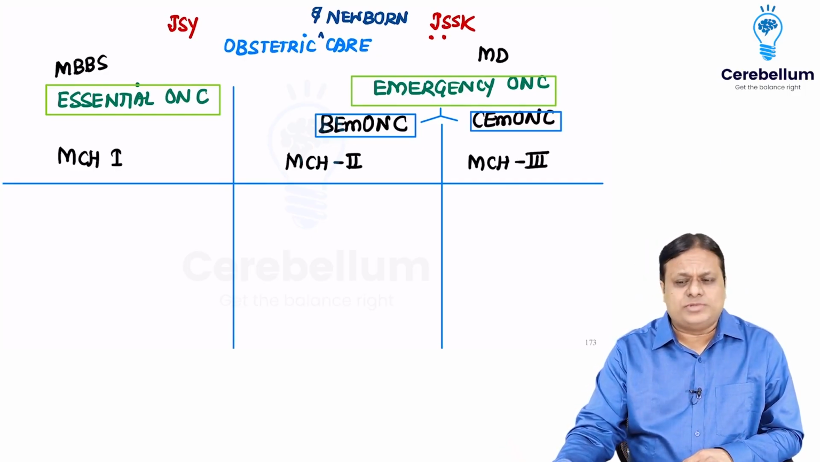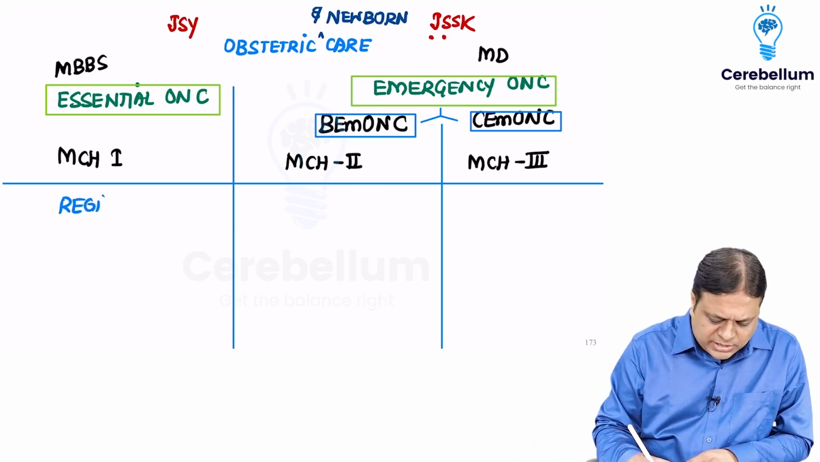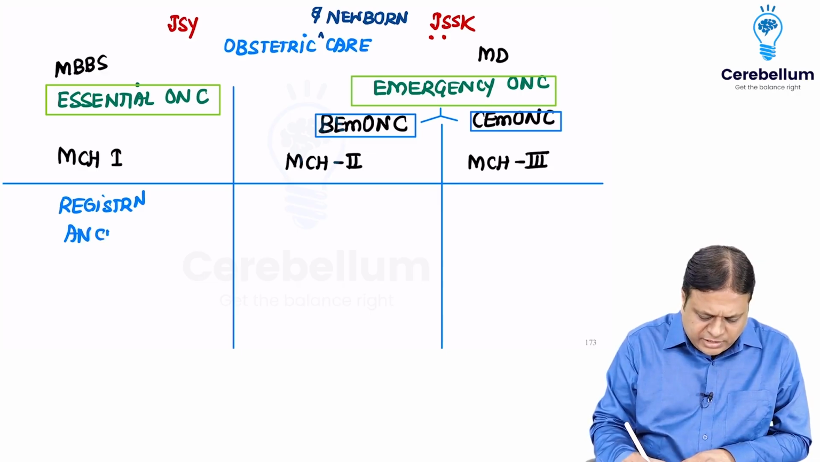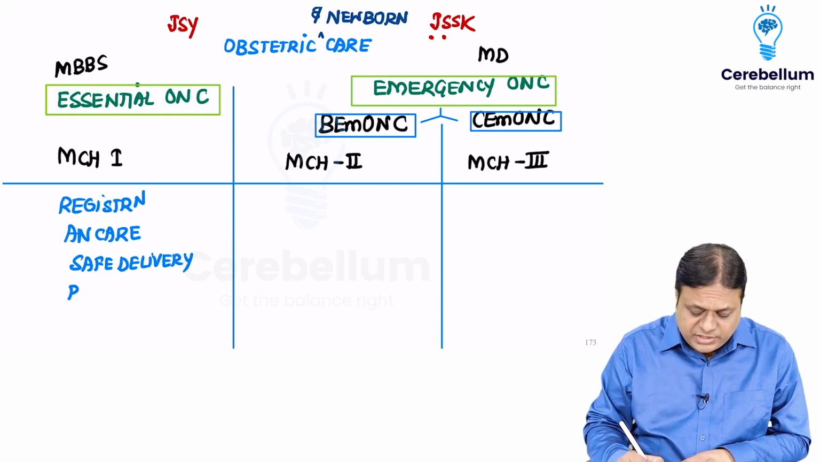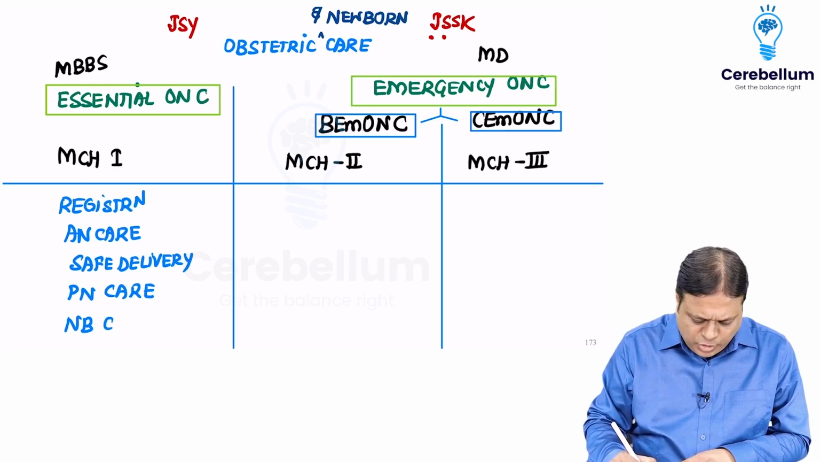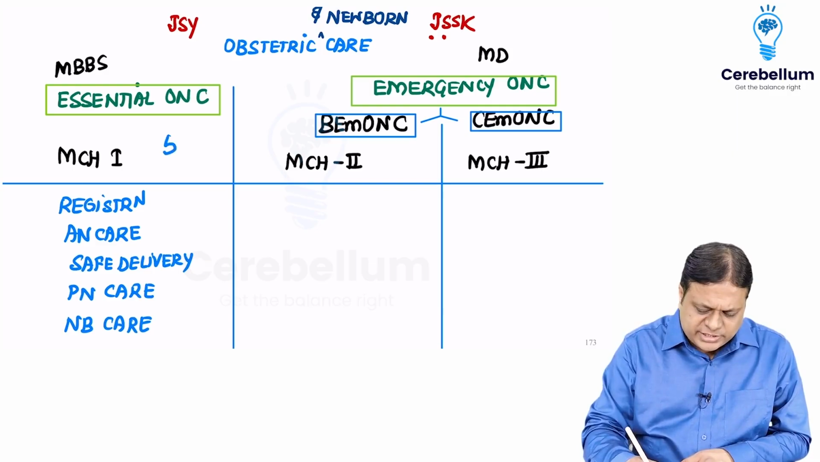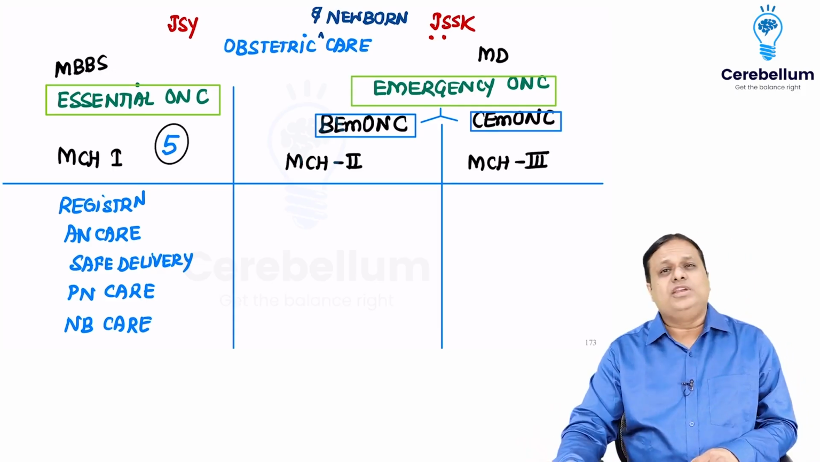When we look at essential OBS and newborn care, there are 5 components. A pregnant female comes to your health center for the first time, registration of pregnancy, then give her antenatal care, then make sure she has a safe delivery, then provide her with after delivery postnatal care, and side by side remember newborn care is also an important component now. So these 5 components make up essential OBS and newborn care.